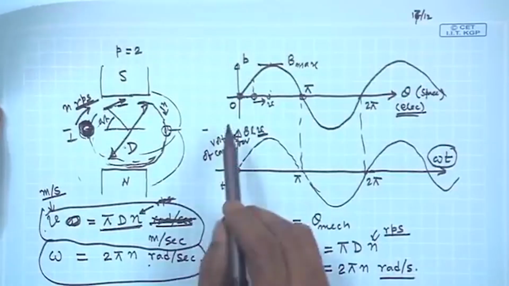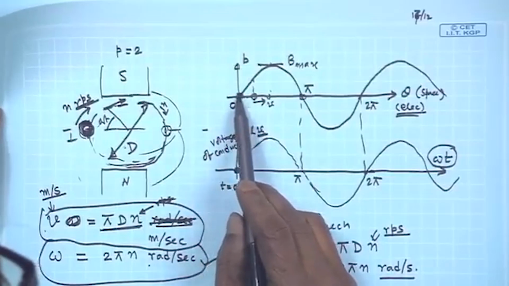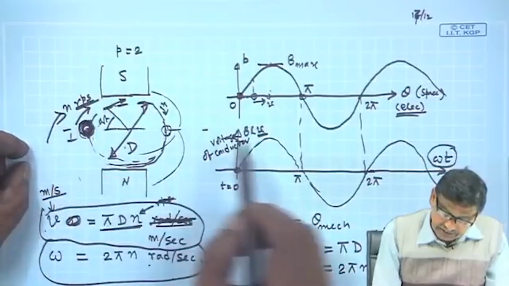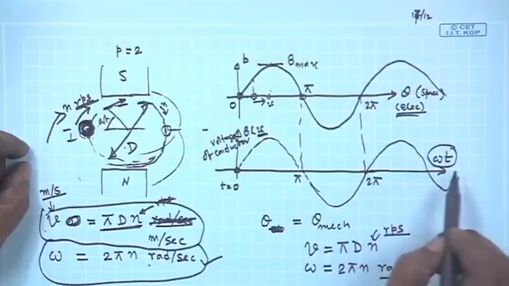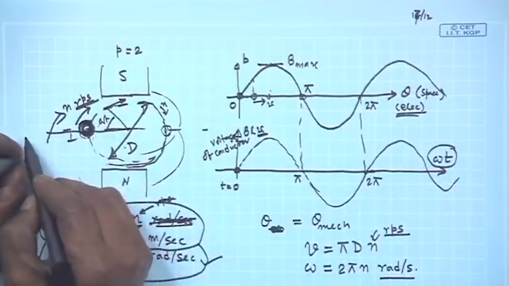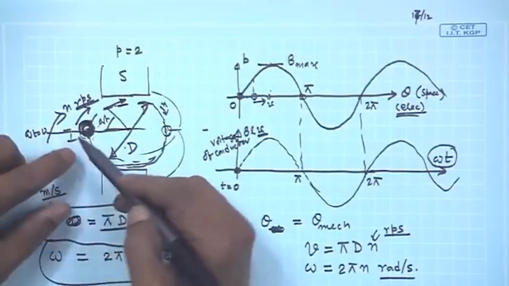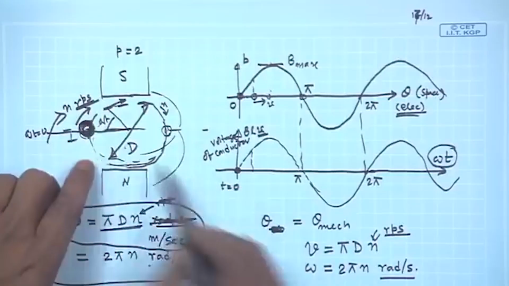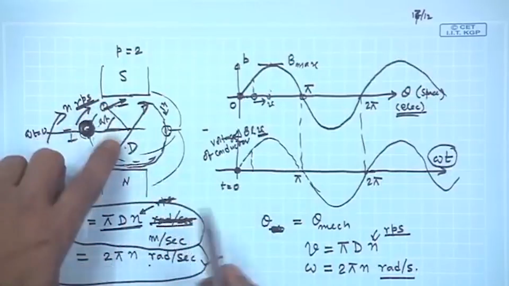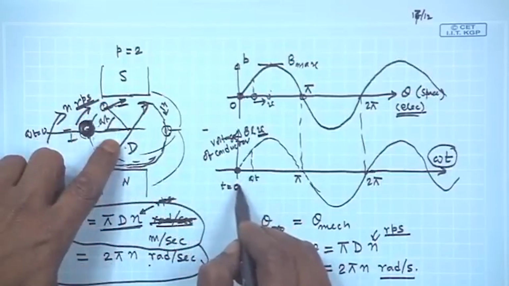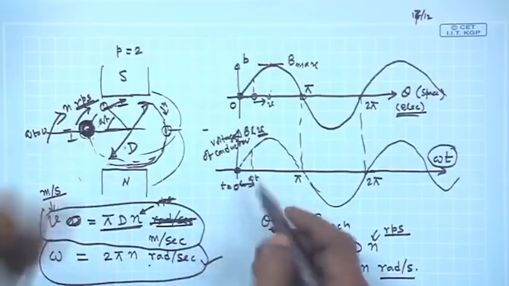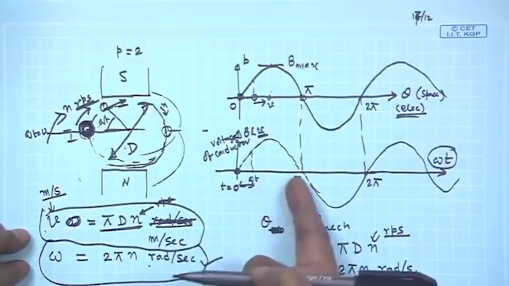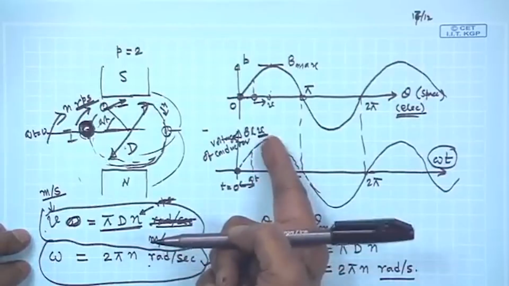Then I told that suppose the conductor's starting point is here and it is moving in this direction. In this axis omega t is the position of the rotor. Suppose here it was omega t equal to 0. At any time t it comes here, this is the position of the conductor at time t, so this is omega t. At that time what will be the voltage? BLV, and when it crosses pi by 2, it has reached maximum voltage.